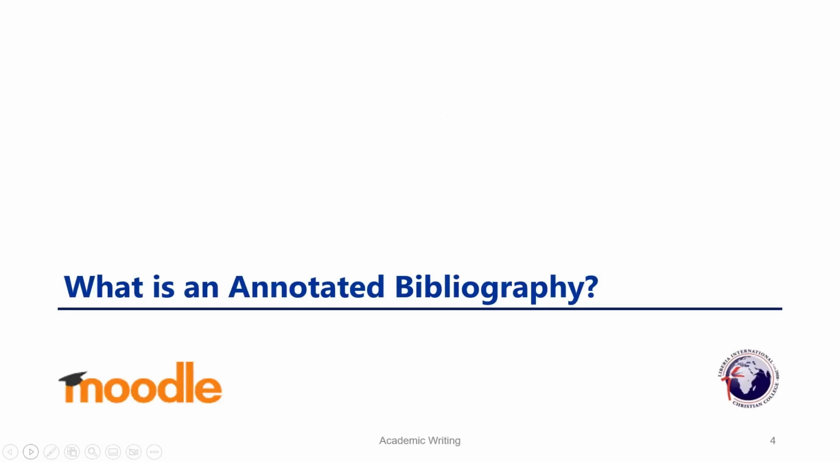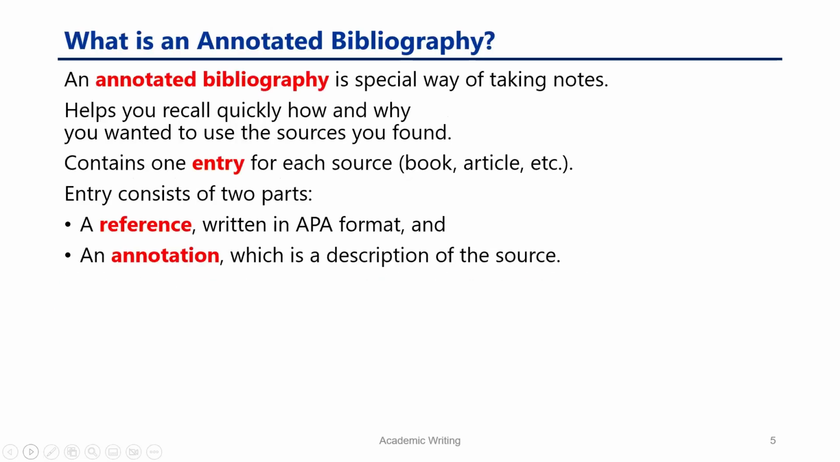So what is an annotated bibliography? An annotated bibliography is a special way of taking notes. It helps you recall quickly how and why you wanted to use the sources you found. It contains one entry for each source, and the entry consists of 2 parts: a reference written in APA format and an annotation, which is a description of the source. Let's look at an example.